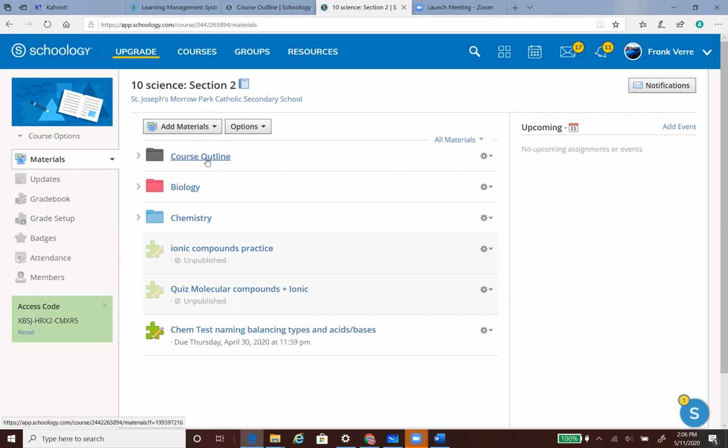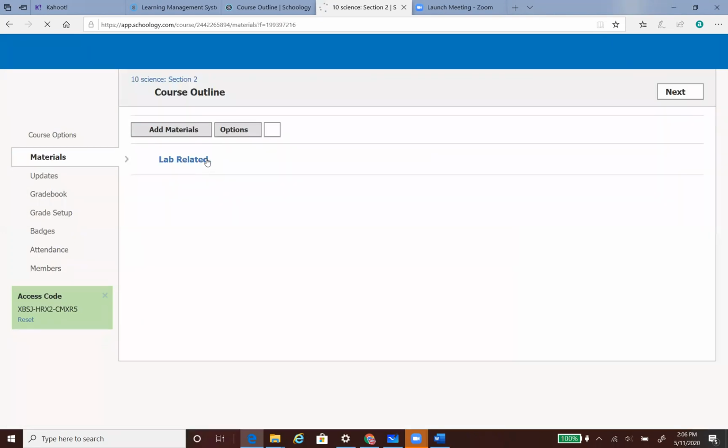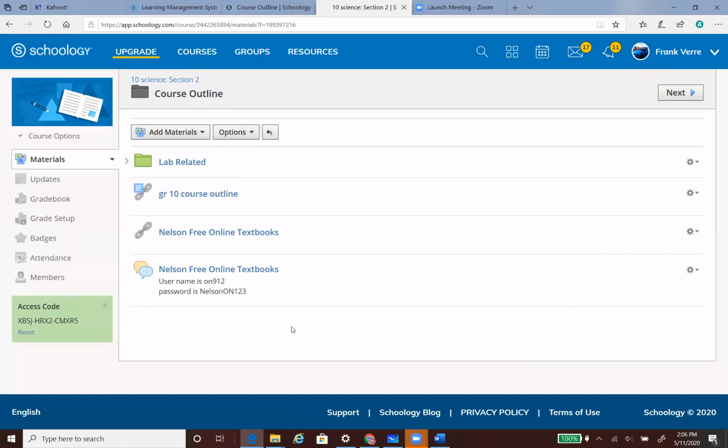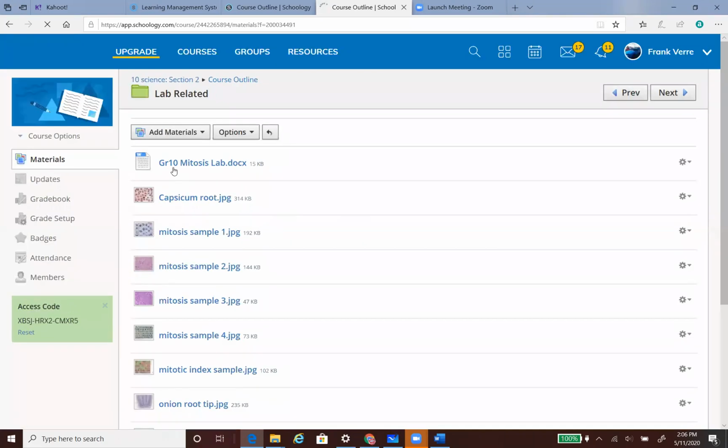So here's your course outline folder. All right. So in your course outline folder, just to recap, there is a free online version of the textbook. Here's your grade 10 course outline, all right, with some questions on the cell division, stuff like that. So the lab is here in lab related, okay? So if I click on that, all right, so here's the lab. This is the document, which I'm gonna go over with you.